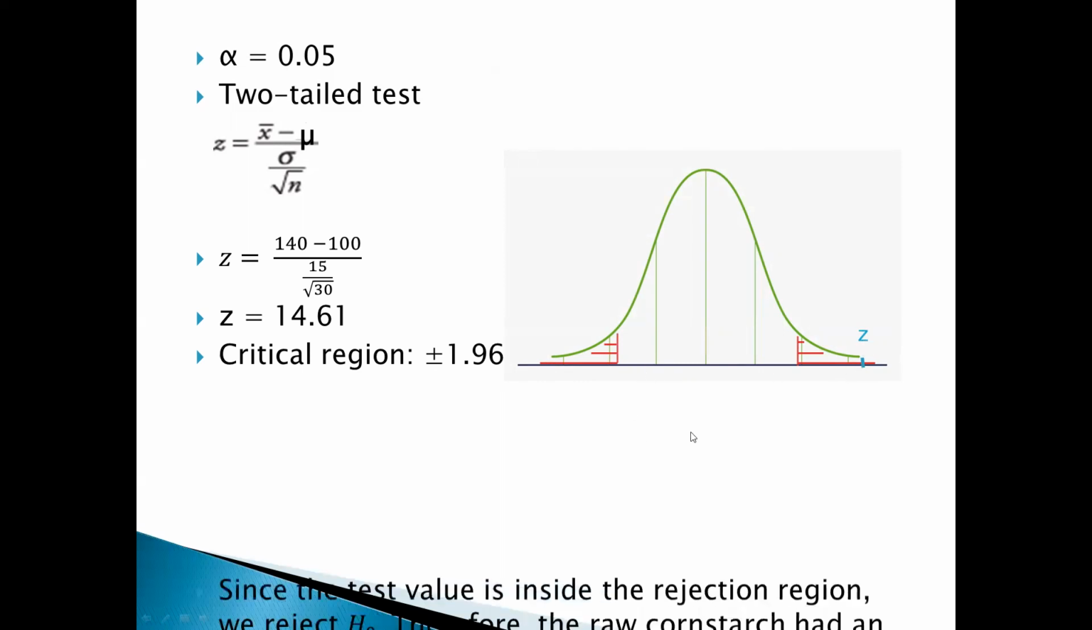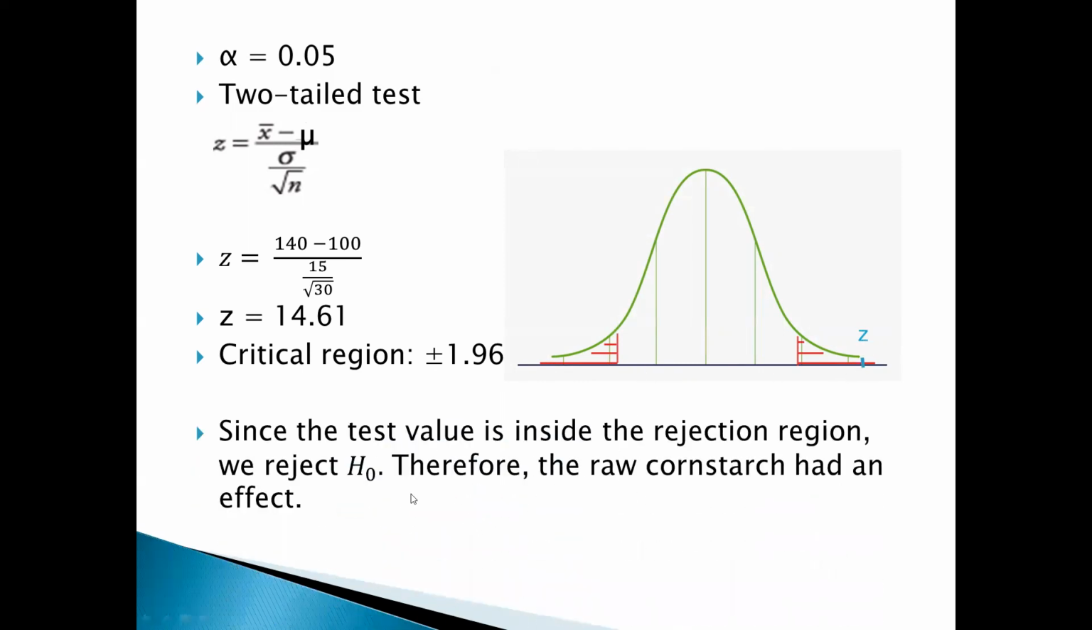So 14.61. All right, since the test value is again inside the rejection region, we reject H0. Therefore, the raw cornstarch diet had an effect since we reject the null hypothesis. Therefore, there is a significant difference between 140 and 100. Thus, the raw cornstarch diet had an effect.